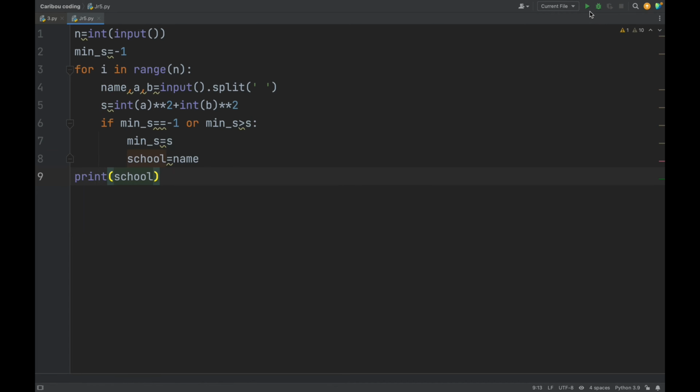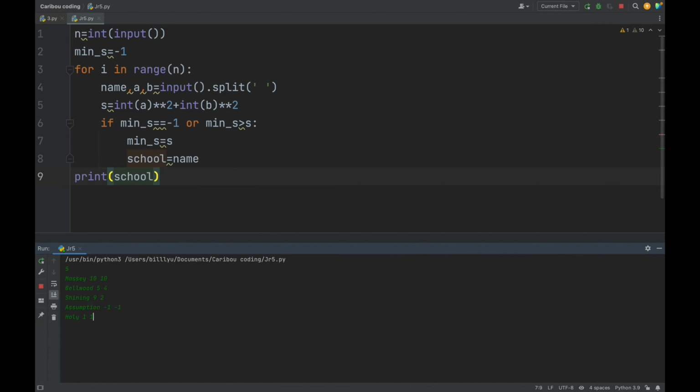Now let's test it. And it gives out the correct output.